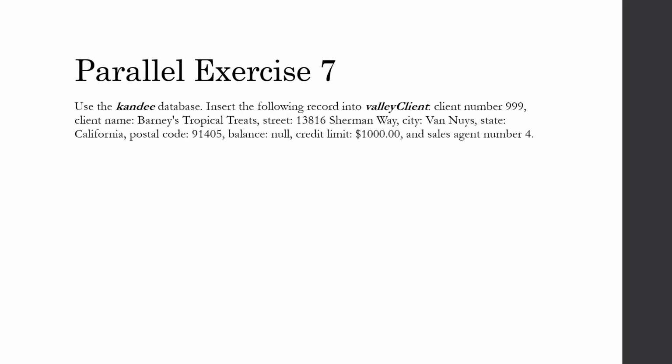Parallel exercise 7. Use the Candy database. Insert the following record into Valley Client. Client number 999, client name Barney's Tropical Treats, street 13816 Sherman Way, city Van Nuys, state California, postal code 91405, balance null, credit limit $1,000, and sales agent number 4.